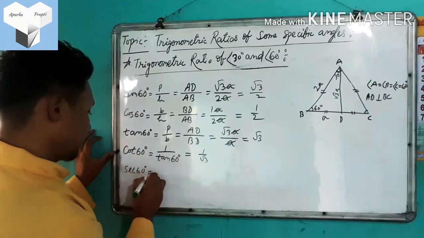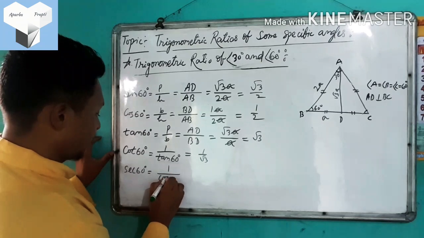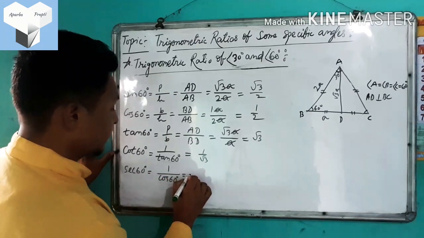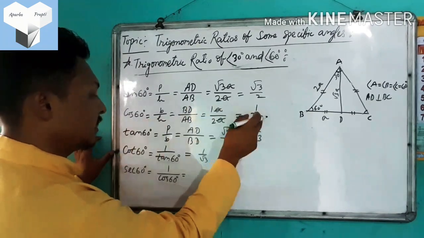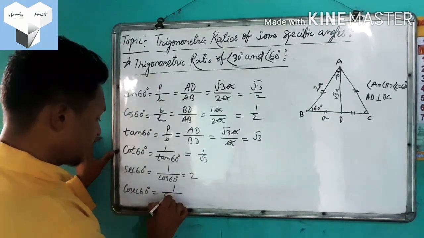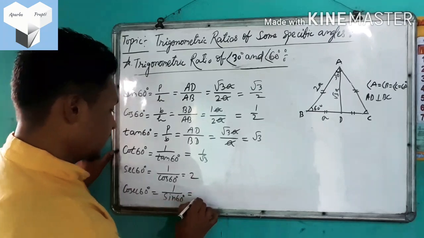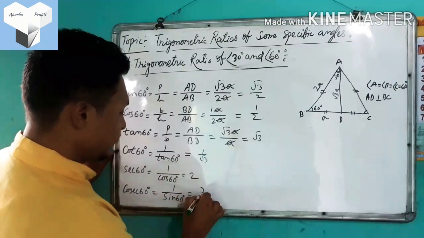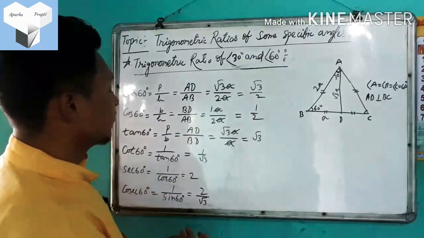Sec 60 degree is 1 by cos 60 degree. Cos is how much? 1 by 2, then it is only 2. And cosec 60 degree is 1 by sin 60 degree. That is root 3 by 2, so it will be 2 by root 3. So these are the ratios.